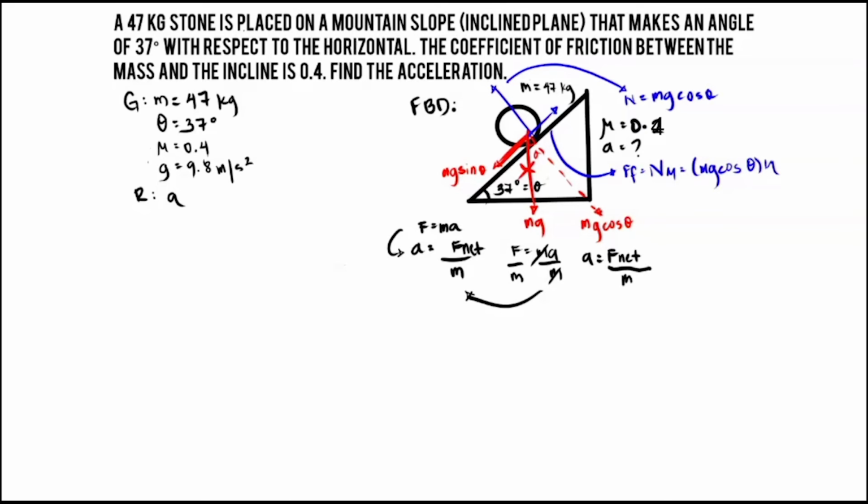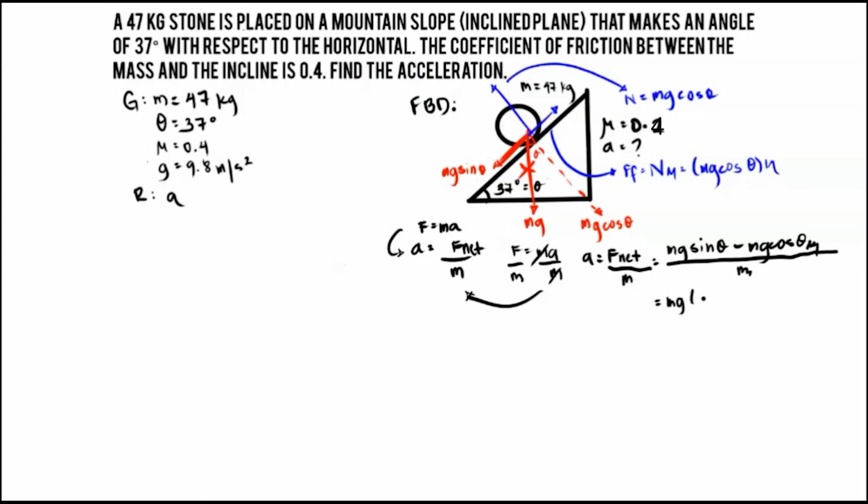Acceleration is equal to the net force over mass, which is then equal to mg sine theta, the force that accelerates the object, minus mg cosine theta times mu, which prevents the object from accelerating, divided by the object's mass. We can still simplify this equation by factoring out the mg. This equates to mg times sine theta minus cosine theta times mu, divided by the mass.